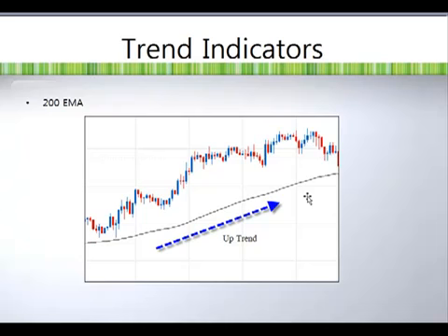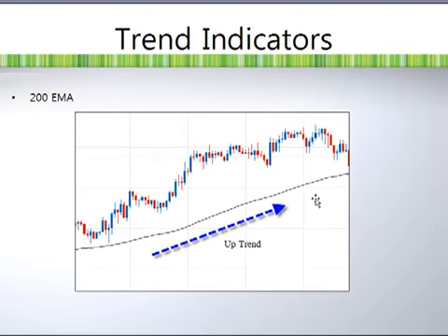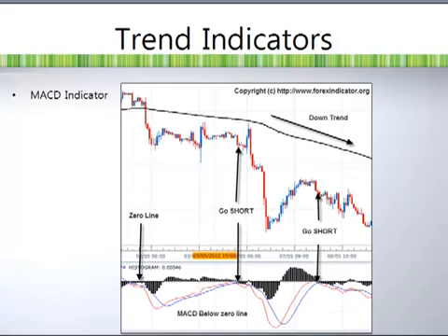So if we are going to do trend trading using these trend indicators, I must have an uptrend or a downtrend. So the first thing that I look at on my chart today is whether there's a good gradient on my 200 EMA. This is the number one thing that I will check when I want to do trend trading. The second indicator that I'll be using is the MACD indicator.